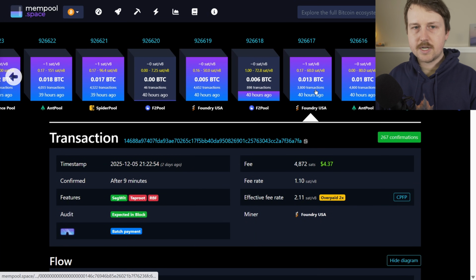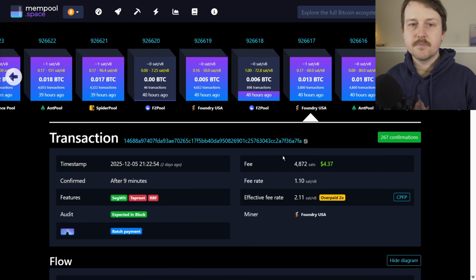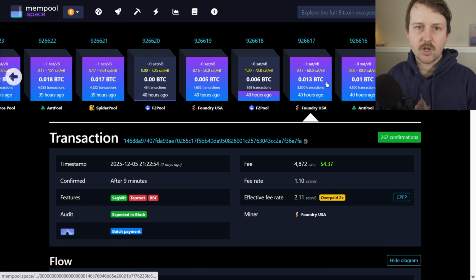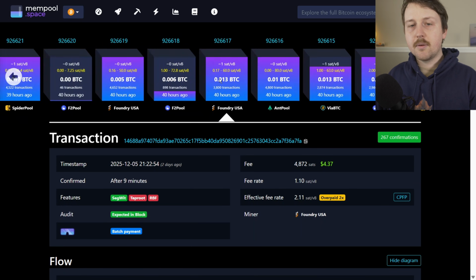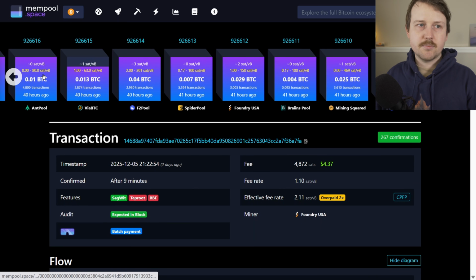Yeah, so we moved one transaction back. For some reason, this UTXO is being moved almost every block. So it's not moving that quickly back through the blockchain, but you can manually do that if that's something you wanted to do.